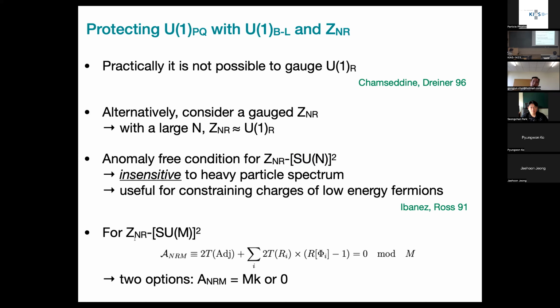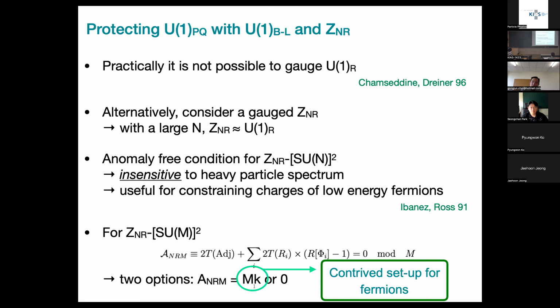And the anomaly freeness of this mixed anomaly requires this anomaly coefficient either to vanish, or to be given by an integer multiple of N here. So when you think about Z_N^R, either this anomaly coefficient is an integer multiple of N, and then you have satisfaction of the anomaly-free condition. So there are two options. Either this can be zero, or an integer multiple of N here. Sorry, this is a typo. This must be N here. Okay.